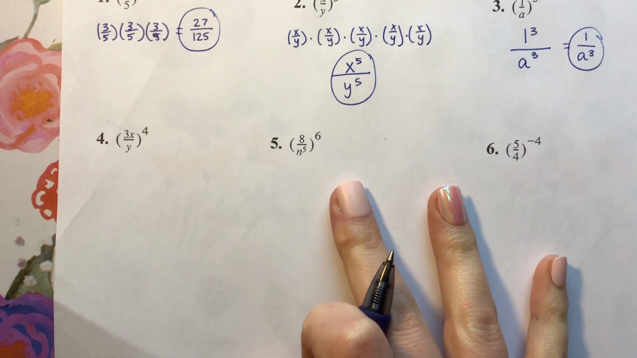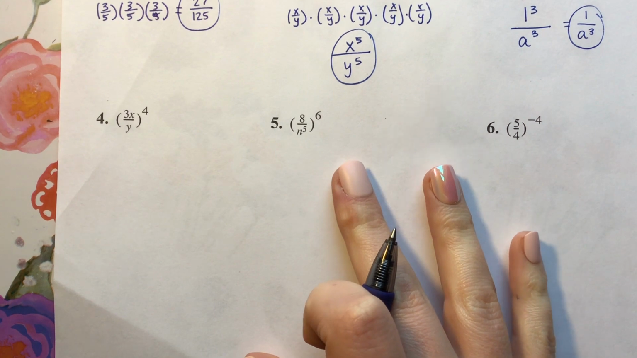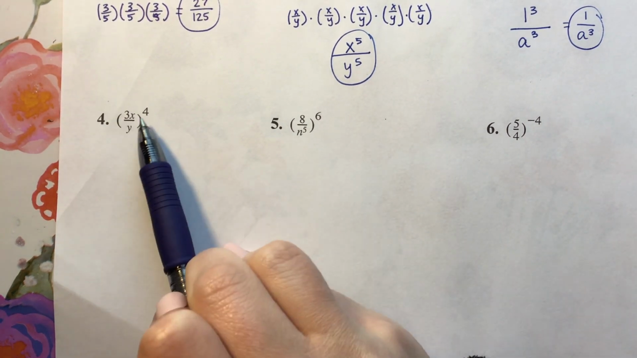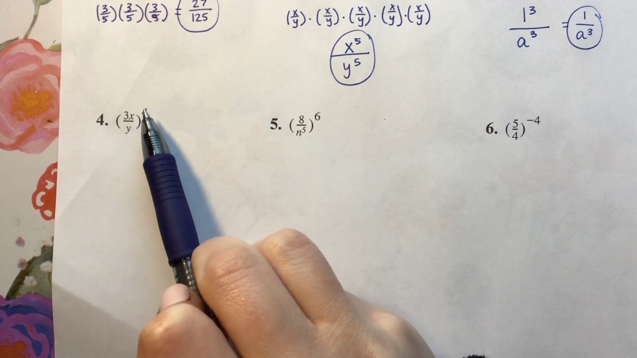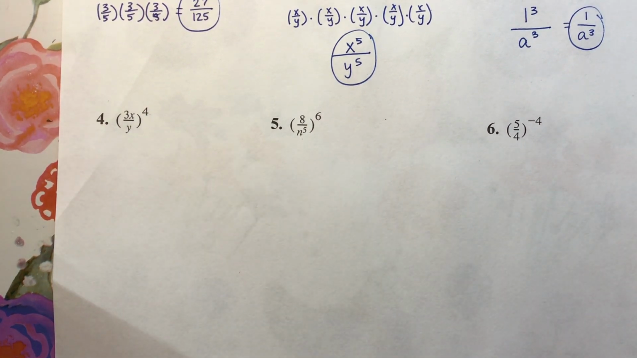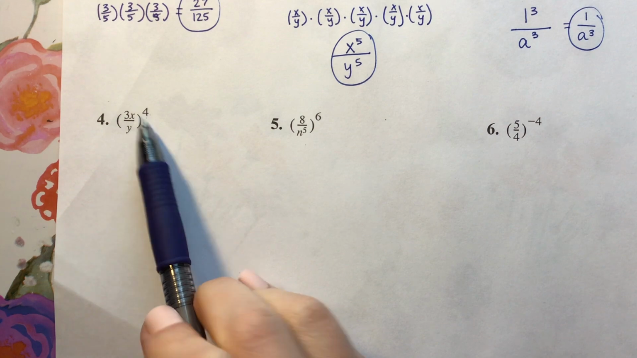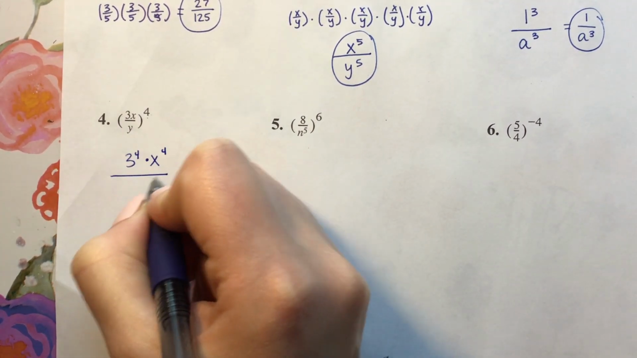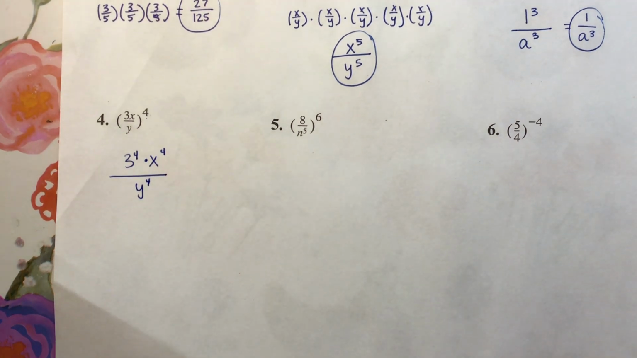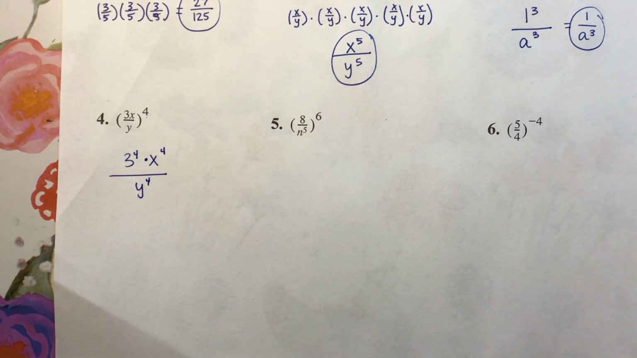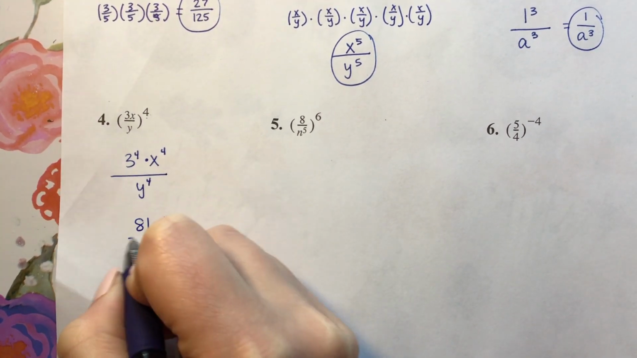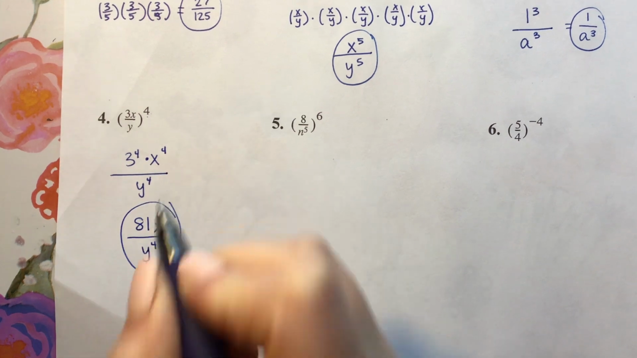Looking at my next example, I have 3x over y raised to the fourth. Using your properties, every single term has to be raised to that exponent. So this is 3 to the fourth times x to the fourth over y to the fourth. But what is 3 to the fourth? 3 to the fourth is 81. So now I have 81 x to the fourth over y to the fourth.